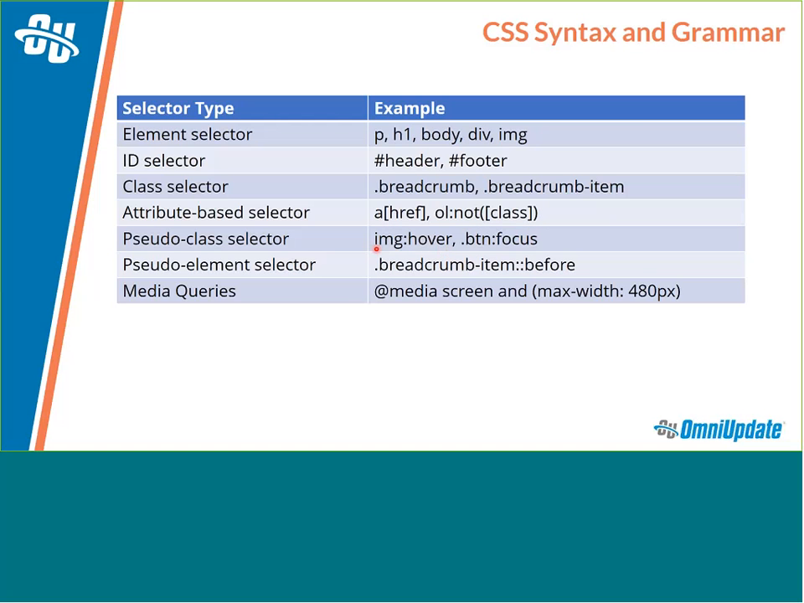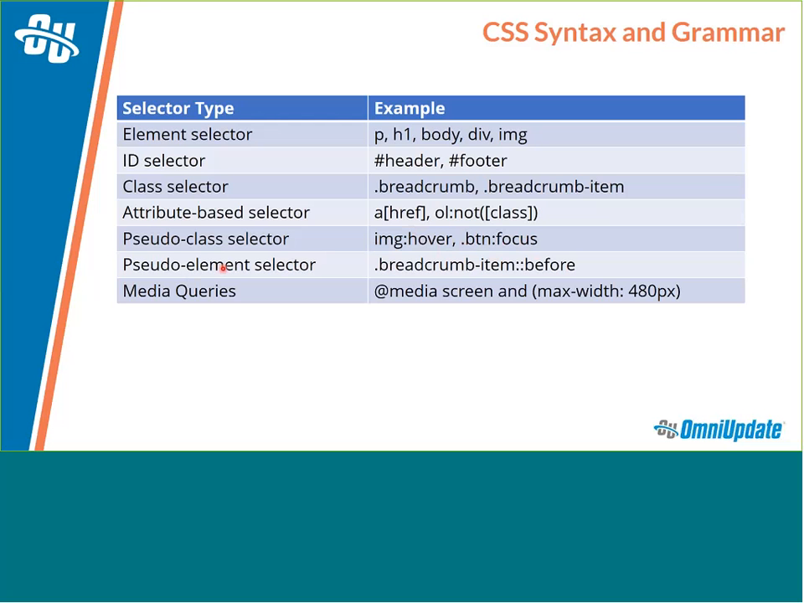It selects the image tag that is currently being hovered over by the cursor. And the second one will select any element with the button class that has focus. So if you click it, it'll have focus. Or if you press tab into it in a browser using tab navigation, and you get to that element, it'll have focus as well.